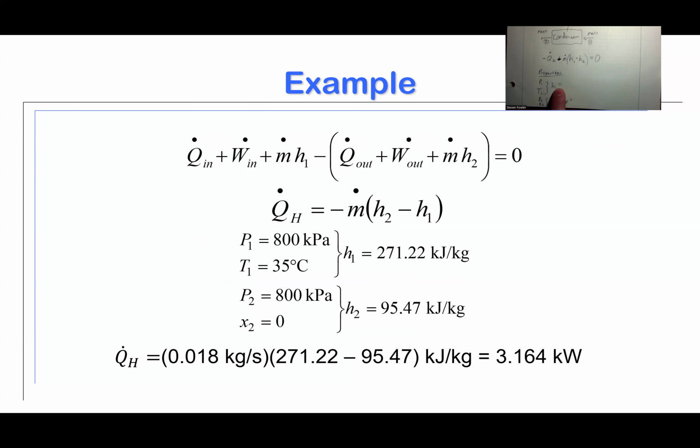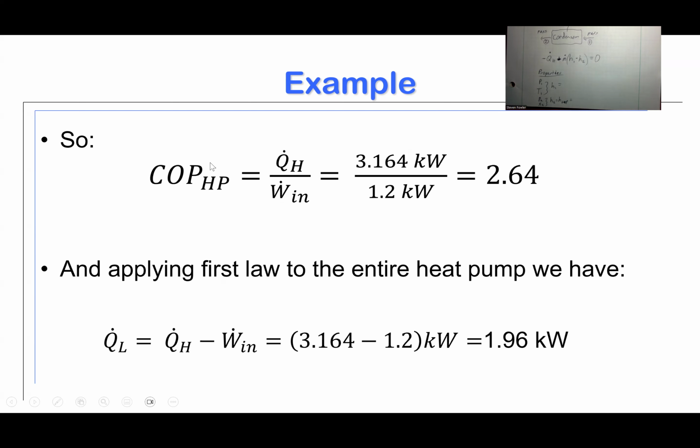Yeah, there's properties. h1 is 271.22 kilojoules per kilogram. h2 is about 95.47 kilojoules per kilogram. Those plus the mass flow rate, which is what we have here, solving this for Q dot H, that gets you an actual value, a number of kilowatts for Q dot H. And then given that and the COP equation, you can find the COP is 2.64. COP for a heat pump will always be greater than 1. COP for a refrigerator is probably greater than 1.